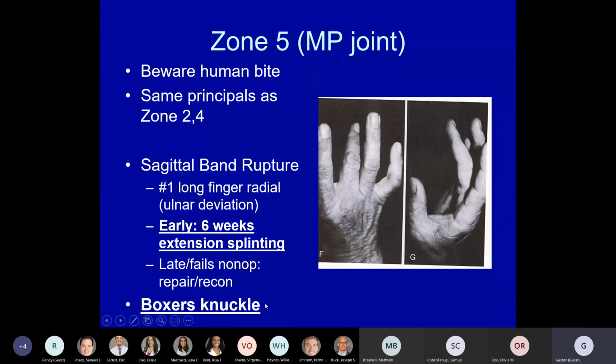Also, it's been tested twice now, boxer's knuckle. What that is, it can be a sagittal band rupture or it can be a dorsal capsular tear. Both of those are called a boxer's knuckle, but if you see boxer's knuckle, you're looking for sagittal band or dorsal capsular tear. You're usually going to treat it with splinting.